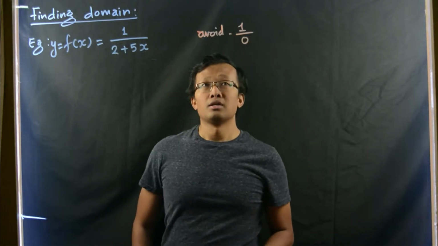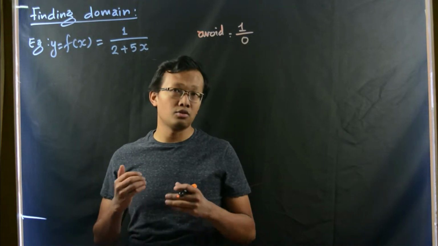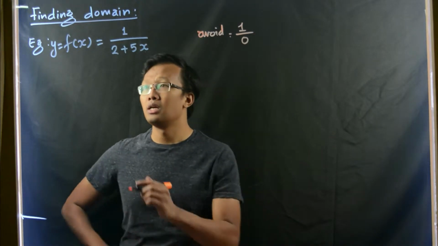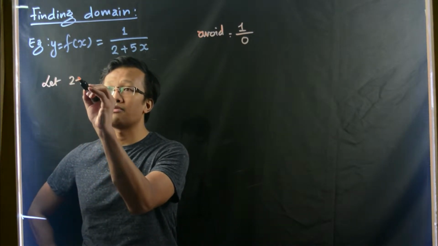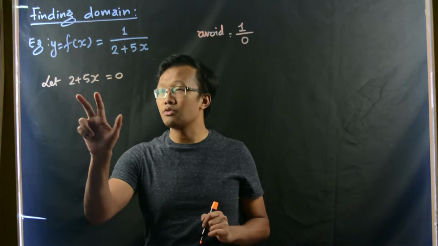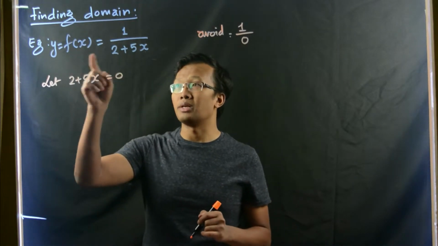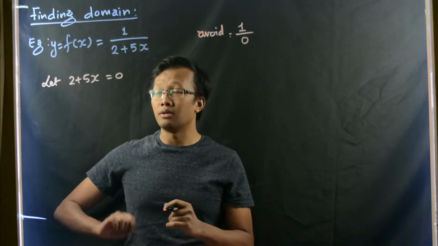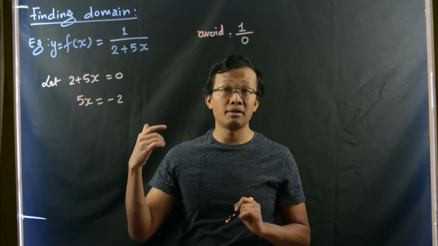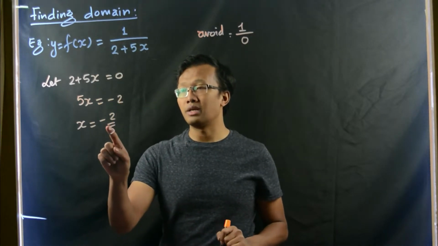Let us set this quantity which involves x to be 0, just to figure out what numbers should be avoided as the values of x. So let us suppose 2 plus 5x equals 0. Solving this equation will give us a value of x which should be avoided in the domain of this function. Let us subtract 2 from both sides. That will give us 5x equals negative 2, and let us divide this equation by 5, which is simply x equals negative 2 over 5. So we should avoid this number, negative 2 over 5.